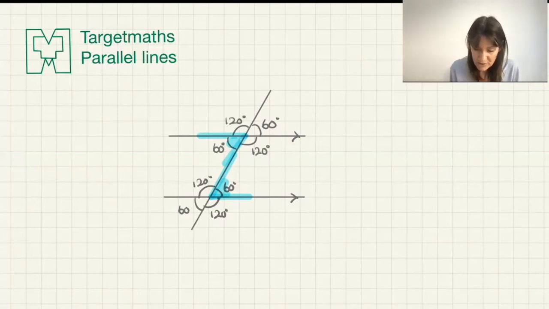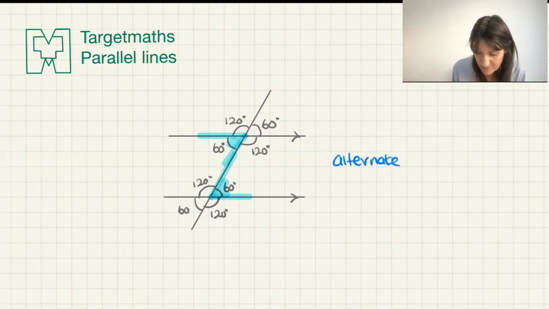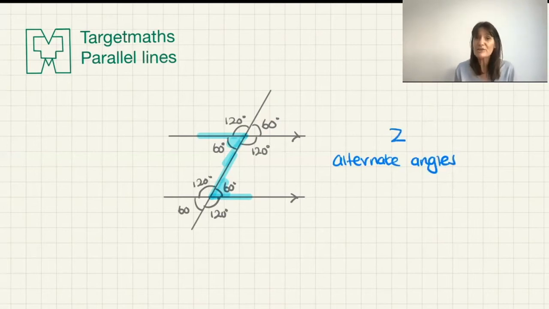You will also notice that if you think about this line here running right through the middle, the 60s are on alternate sides of the line, and that's why we give them the name alternate angles. So we find alternate angles by using the letter Z to help us link from the top parallel line to the bottom parallel line. So again, make that note so you've got that really nice and clear.